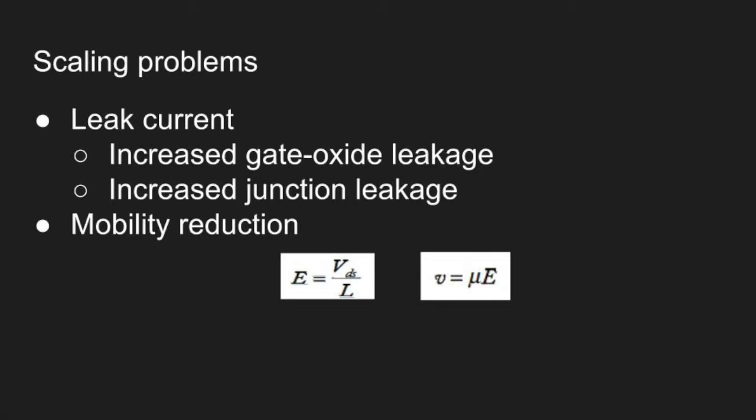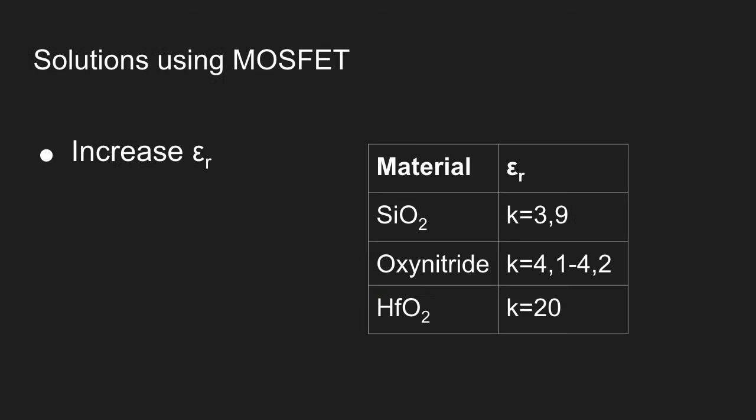Another effect is that when the transistor size is reduced, the fields in the channels are increased, as they are inversely proportional to L. This causes an increase in the velocity of the carriers, which reduces the carrier mobility.